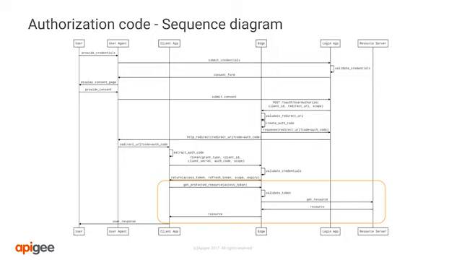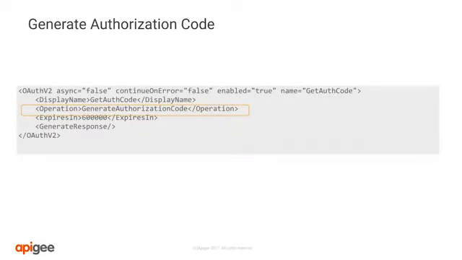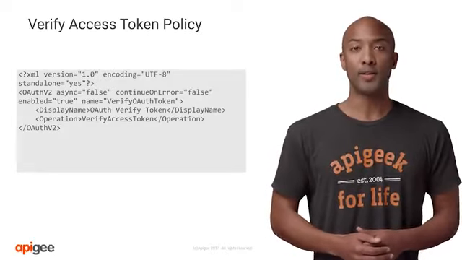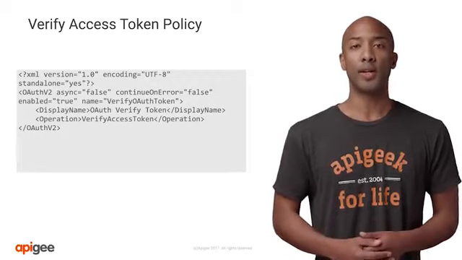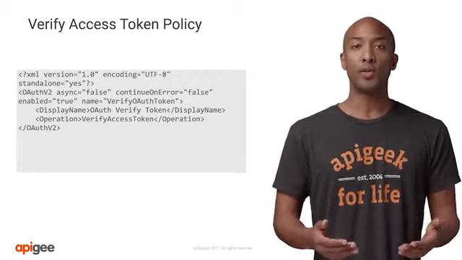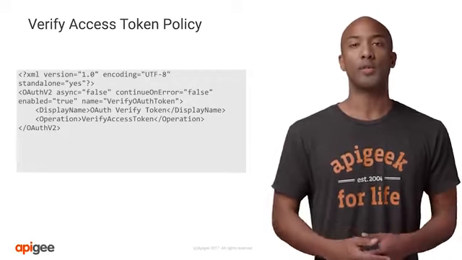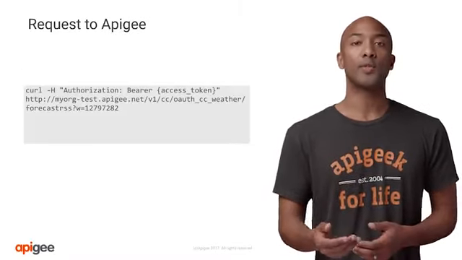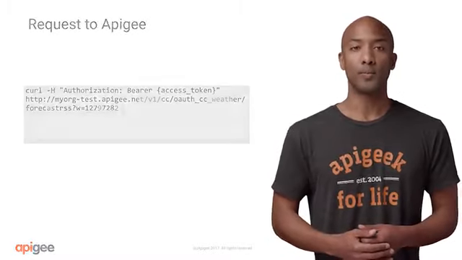So now that you understand the implicit grant, let's look at how you configure the OAuth v2 policy. Use the generate access token implicit operation to generate an access token. Then you can also set the token's expiry time. The last policy that you need to protect your API from unauthorized access is the verify access token policy. This policy should be included on all the proxies that need to be protected. The client application should send the access token in the authorization header as a bearer token.